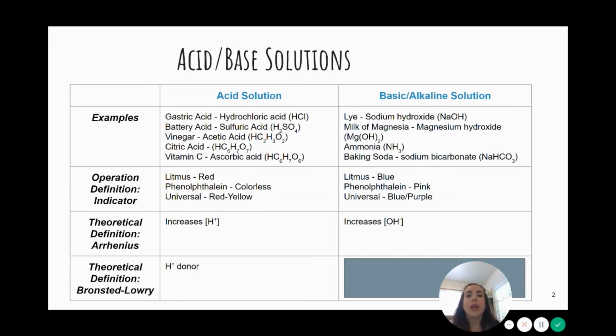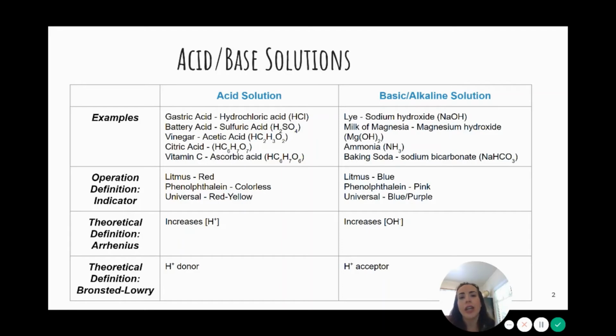Now, the Arrhenius definition says that a base will increase the concentration of hydroxide ion, that OH, that polyatomic ion. And for the Bronsted-Lowry definition, what we say is that a base is a proton acceptor. So we have a donator and we have an acceptor. So let's go ahead and talk about these two individual definitions in the next slides.